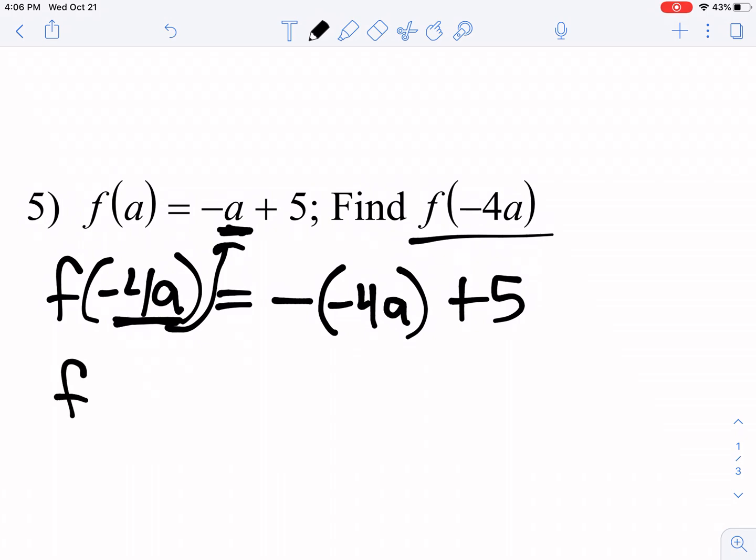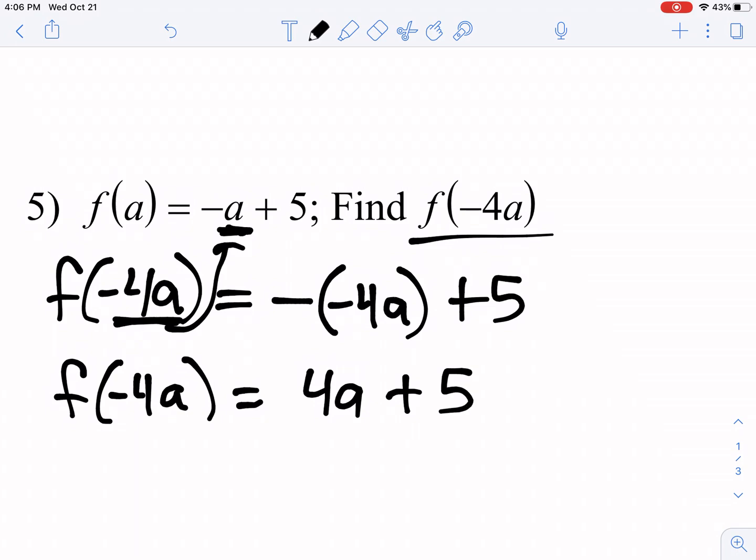So then we have f of a negative 4a equals, in this case, inside the parentheses, I don't have to do anything, it's just a negative 4a. So we're kind of moving on to that multiplication division step in the order of operations. I have a negative times a negative 4a. Well, what do two negatives make? A positive, right? So a negative times a negative 4a makes just 4a. So we have 4a plus 5.